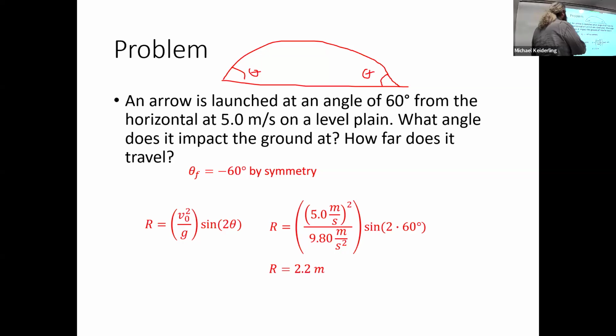And then the range, well, we can use the range equation. Range is initial velocity squared over g times the sine of twice the angle. So it's fired at 5 meters per second. That's our initial velocity. Our angle was 60 degrees, so 5 meters per second squared, divided by 9.8 meters per second squared, times the sine of 2 times 60 degrees. So the sine of 120 degrees, this comes out to 2.2 meters.